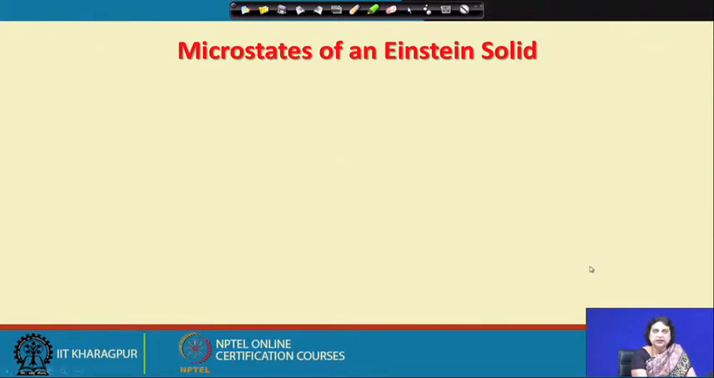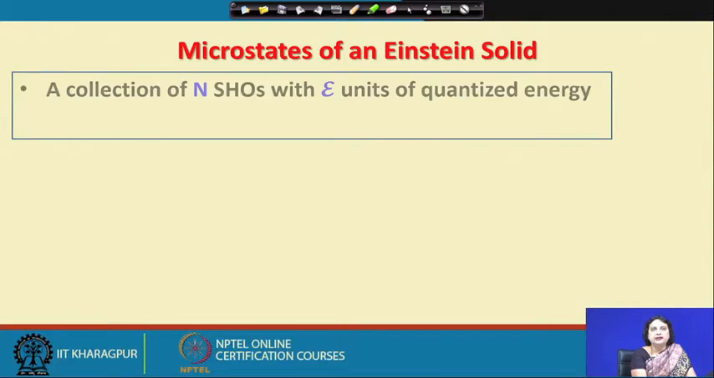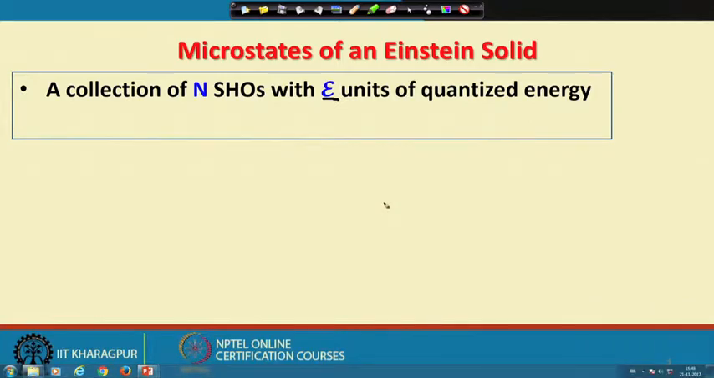So, what is an Einstein solid? An Einstein solid is a collection of capital N simple harmonic oscillators which has a specific total amount of energy, which is given as epsilon. So, I have a block of solid with a given volume that is comprised of capital N particles. Each of these particles is a simple one dimensional simple harmonic oscillator. Each of them is characterized by an angular frequency omega.